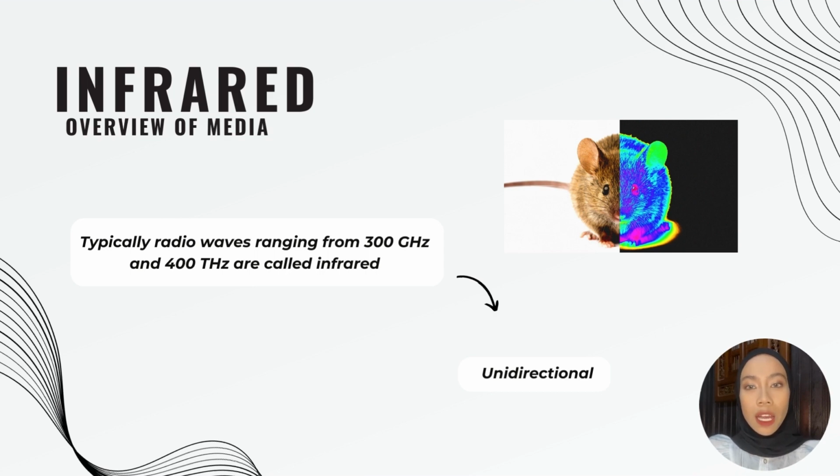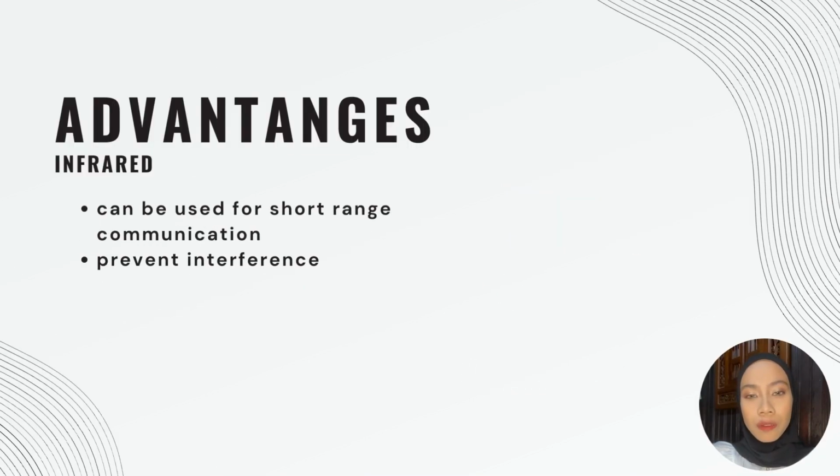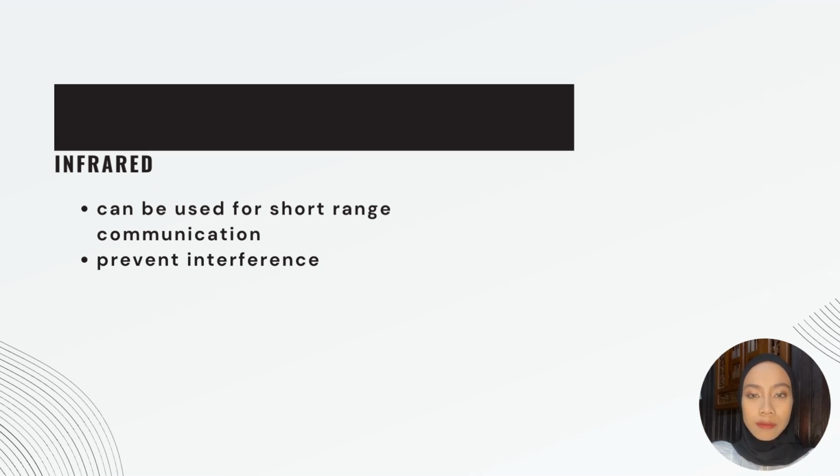It is also unidirectional and invisible to the human eyes. The advantages of infrared are that it can prevent interference between one system and another. It is a short-range communication system that cannot penetrate walls because of its high frequencies. It is also very cheap and simple to create.